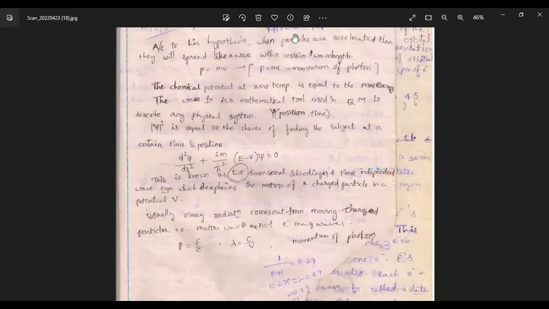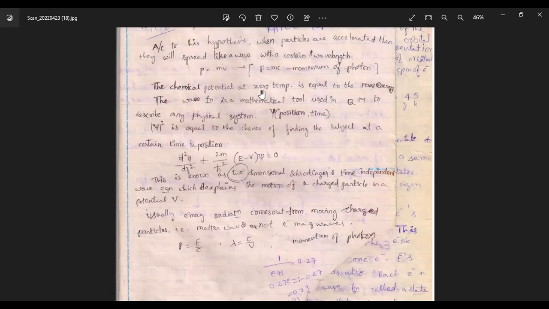According to the de Broglie hypothesis, when particles are accelerated, they will spread like a wave with a certain wavelength. P is equal to mv for a material particle, and for the momentum of a light photon, P is equal to mc.